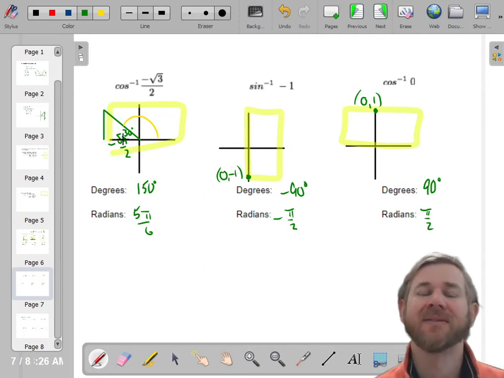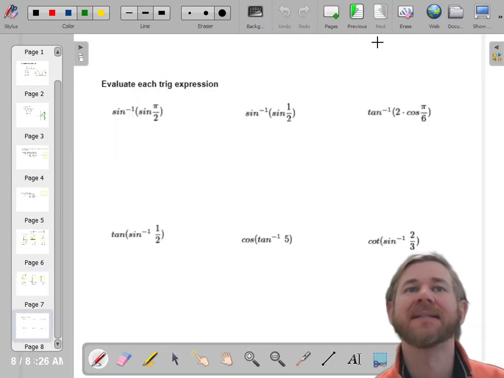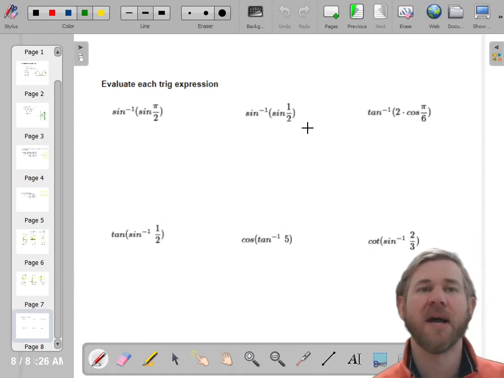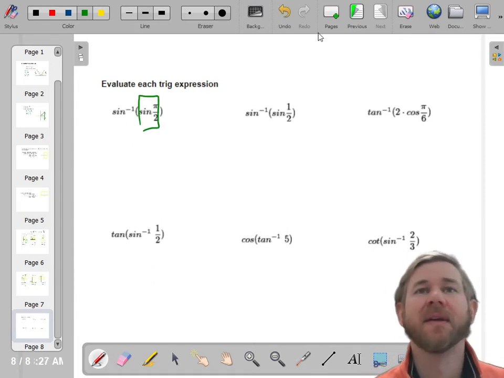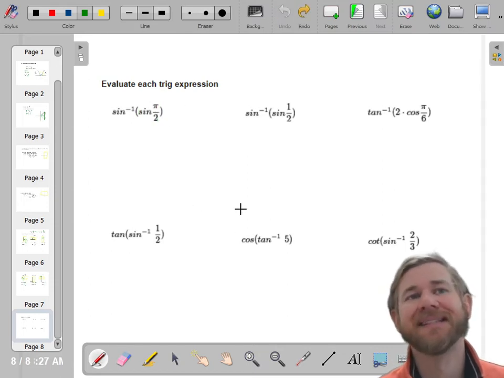All right, so that's inverse functions. Now we're going to combine that and do two-step problems where you have to evaluate something and then you have to evaluate something else. So first, let's talk about the sine of pi over 2.